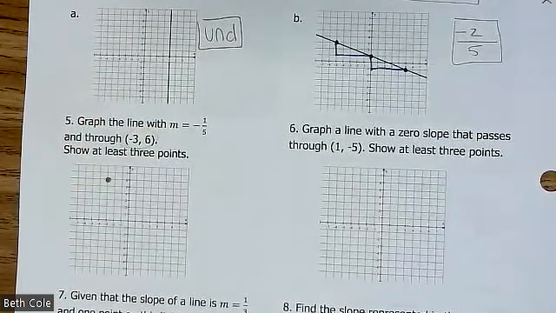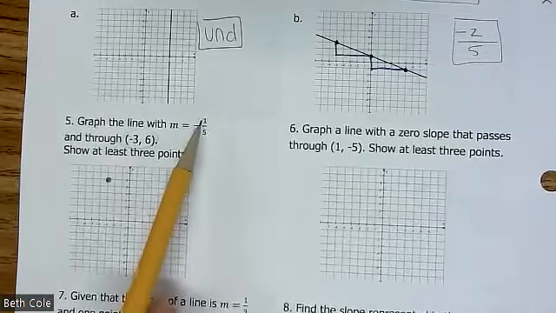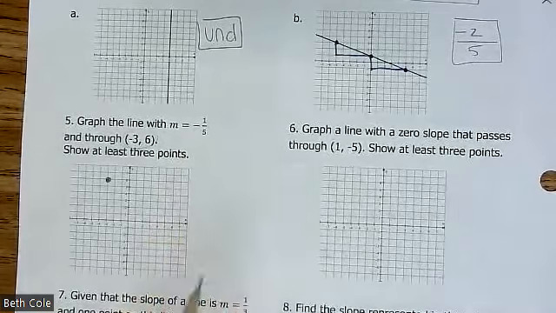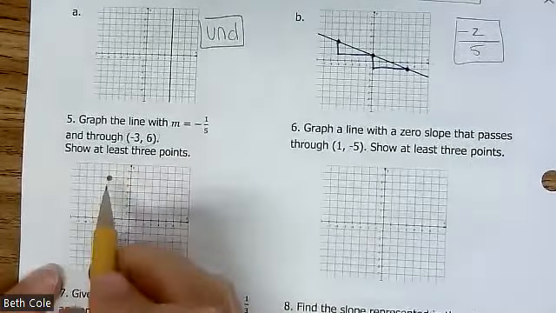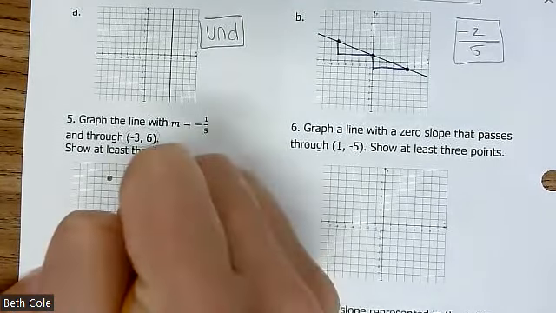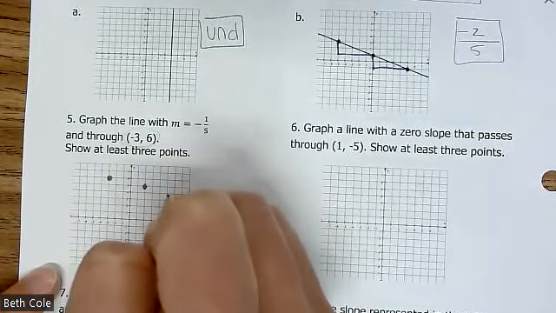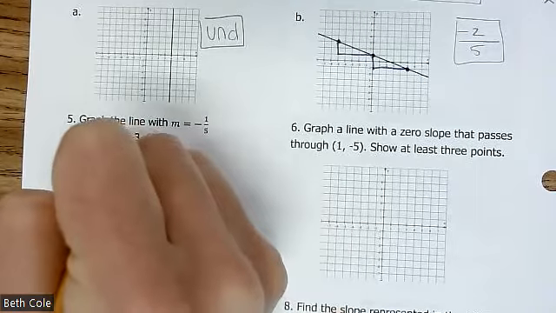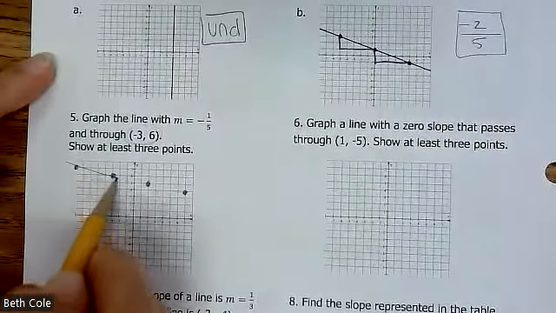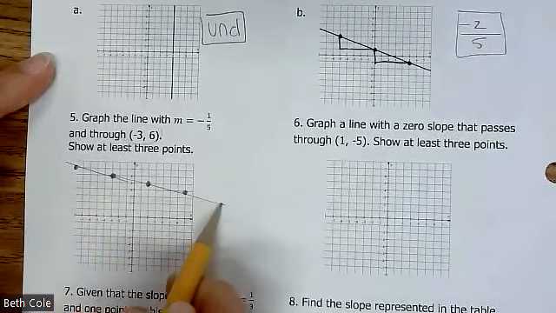And then the slope is negative 1/5. So like using words like up, down, left, right, what do you do for negative 1/5? Down 1 and then run 5, so right 5. So from this point, you're going to go down 1, right 5. And just go all the way to the edge of the grid.